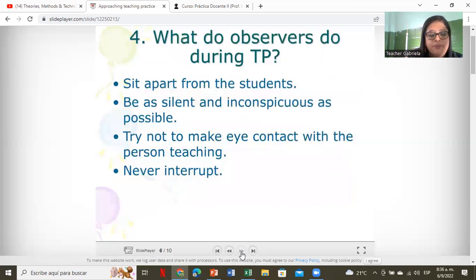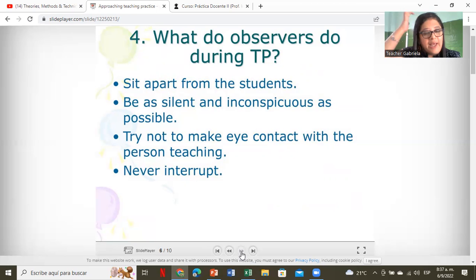Vamos con la siguiente. What do observers do during the teaching practice? Look at number 1. Sit apart from the students. Why, teacher? You are the teacher in the classroom. You're not a friend in the classroom. You are a teacher. You are a guide.